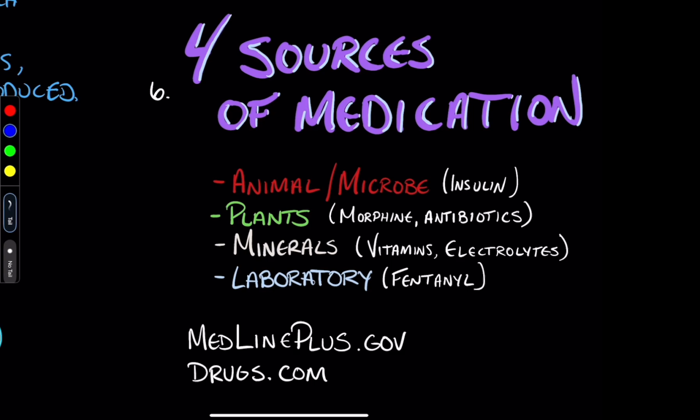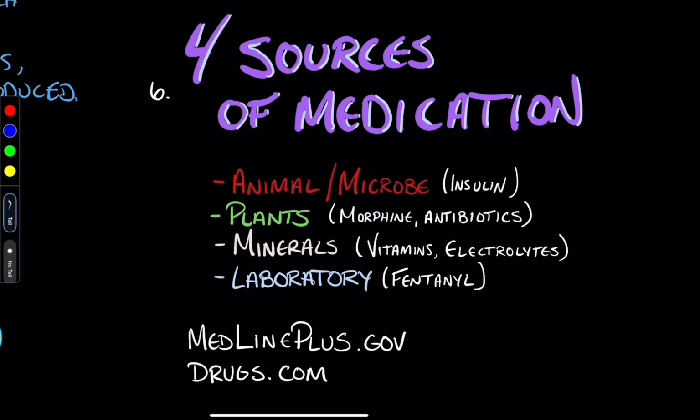There's also a lot of other medications where microbes, certain bacteria, can create products that we use as medicinal agents. Plants, the big one is opiates. If you think of fungal things, that's the antibiotics. Minerals, you've got vitamins, electrolytes. And then finally, synthetic medications or drugs, which are from the laboratory. Fentanyl's a big one, but there's a lot of designer drugs that come out, which are strictly synthesized in a lab setting.